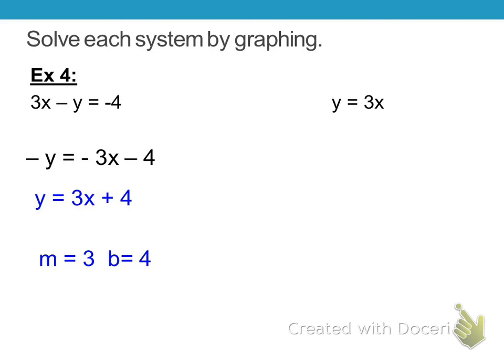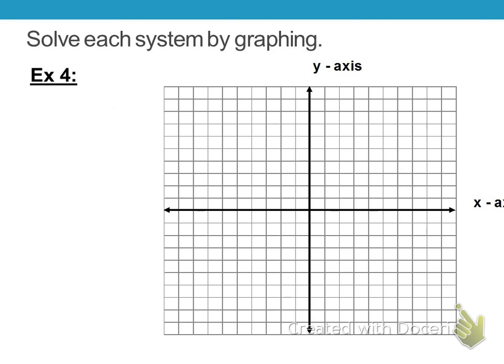All right, the other one doesn't really look like it, but it is already in y equals mx plus b. My m is 3. What's the b? 0. It's kind of tricky. All right, any questions about what I've got so far? All right, let's graph these bad boys.